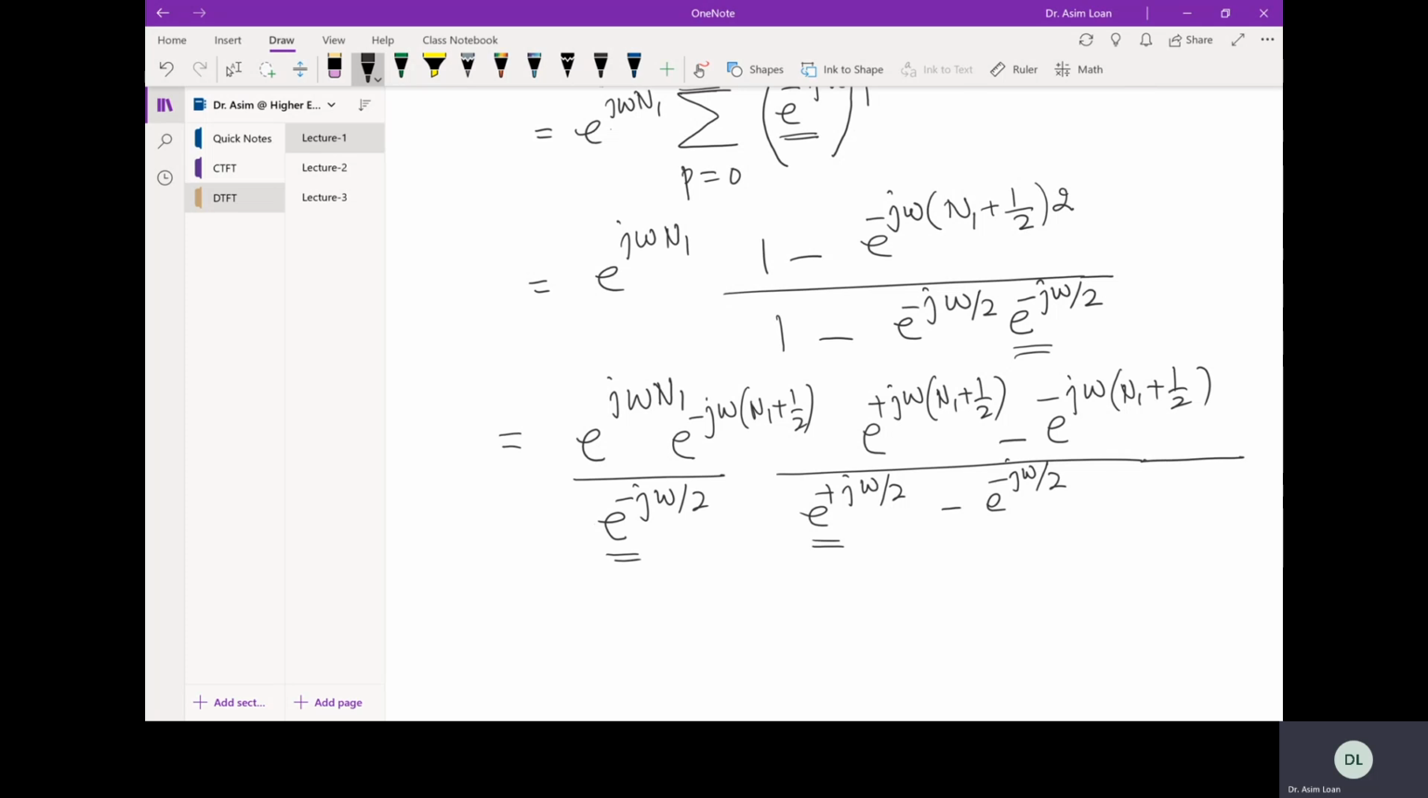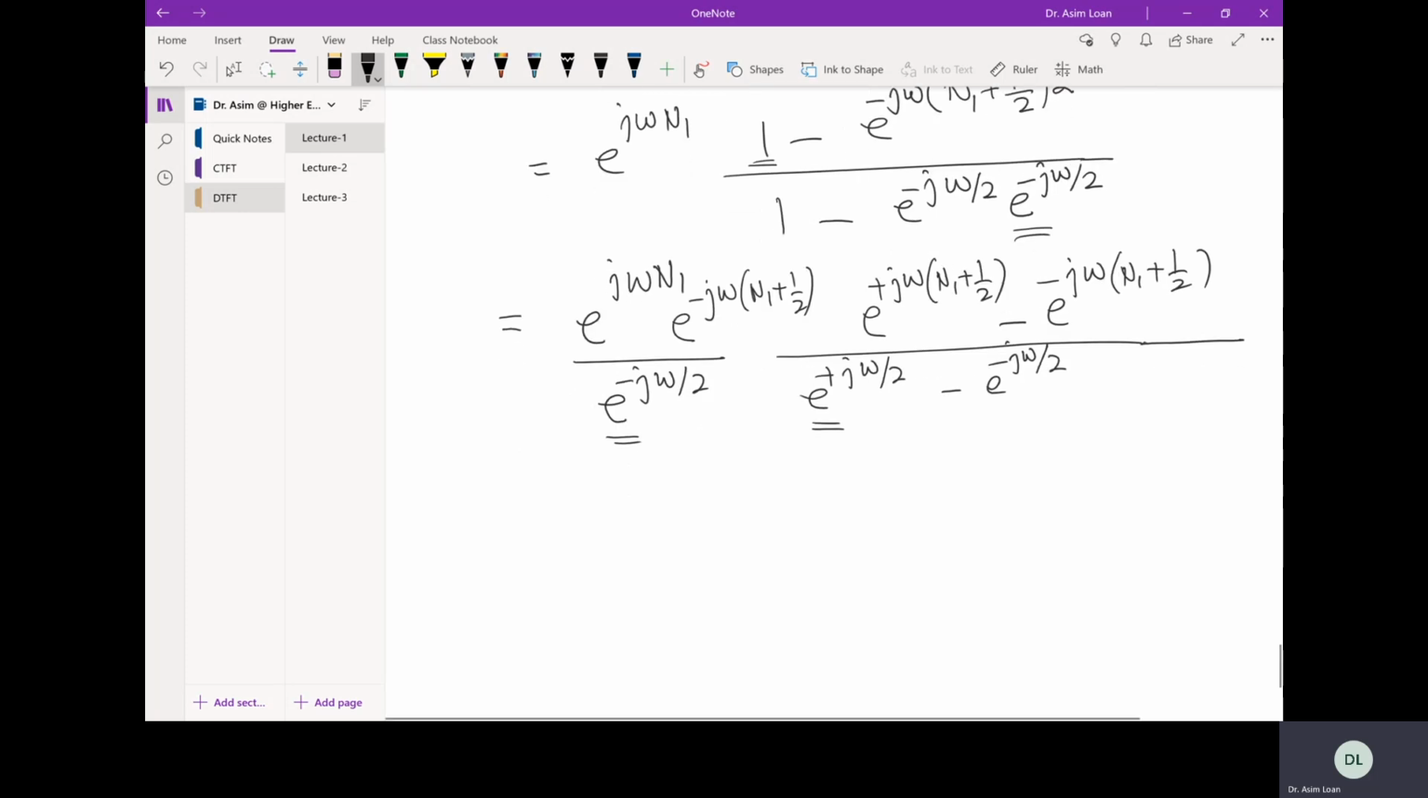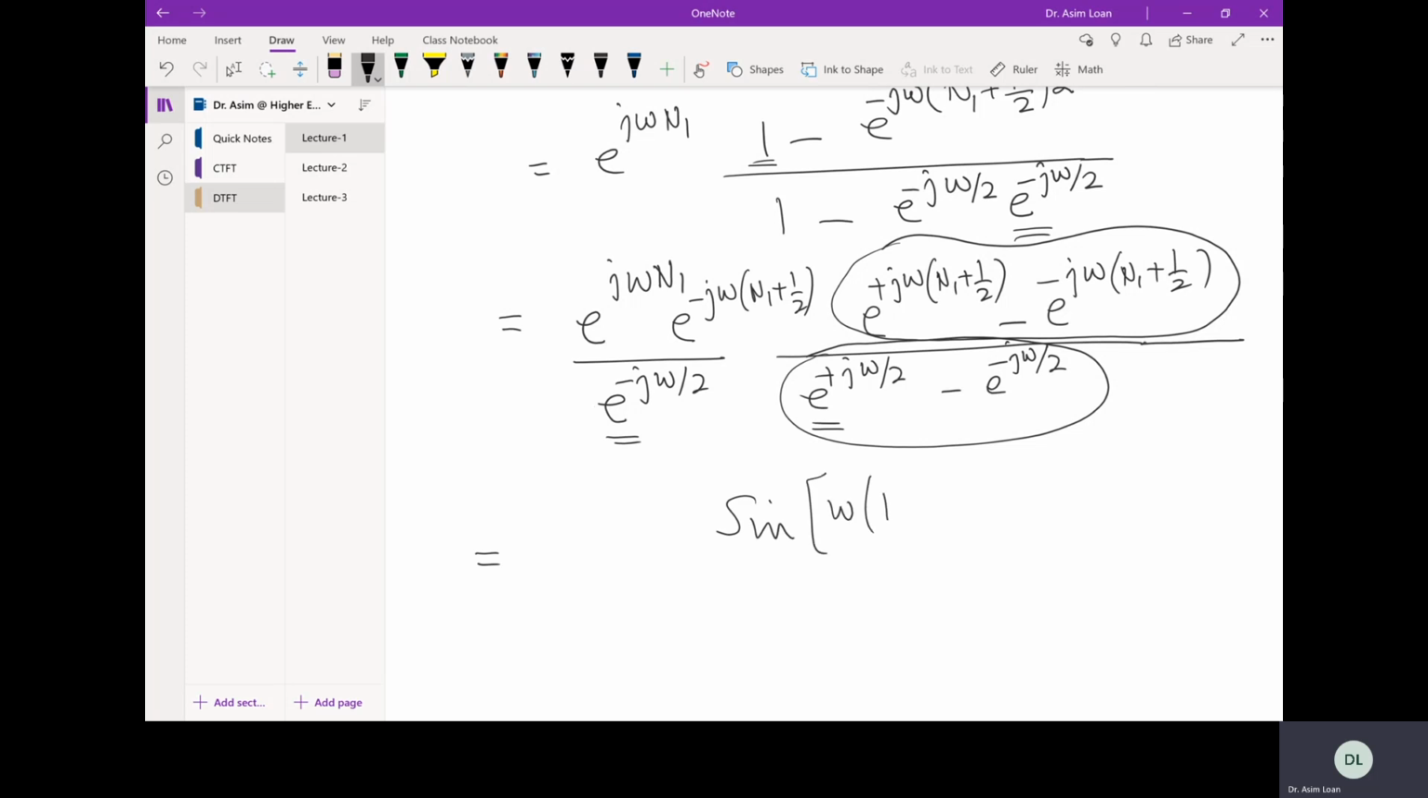So plus j omega (n1 plus half) minus j omega will give you 1. Minus j omega (n1 plus half) minus j omega (n1 plus half) is going to give you this times 2. This thing by Euler's sine, this thing again by Euler's sine. So this one is sine omega (n1 plus half) over sine omega by 2.